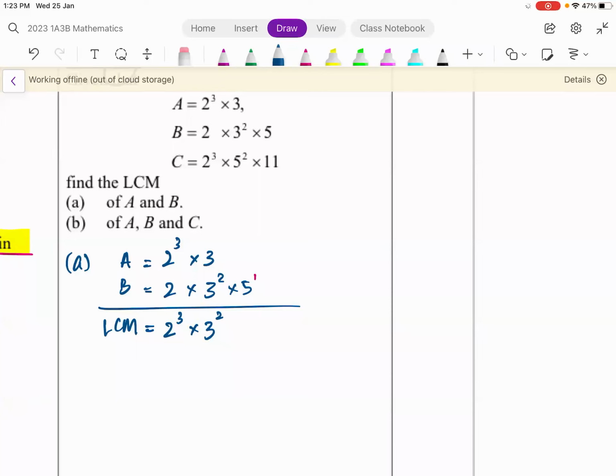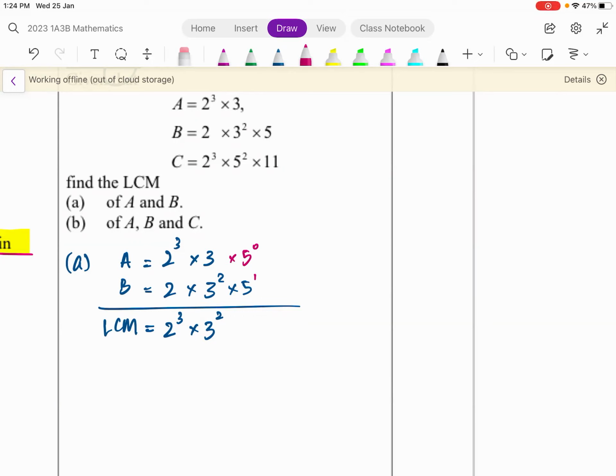Can I introduce a 5 myself? Can I just take my pencil and write times 5, power 0? Will it work? We actually went through this before. Can you take your calculator, press 5 power 0? What do you get? It is 1, right?